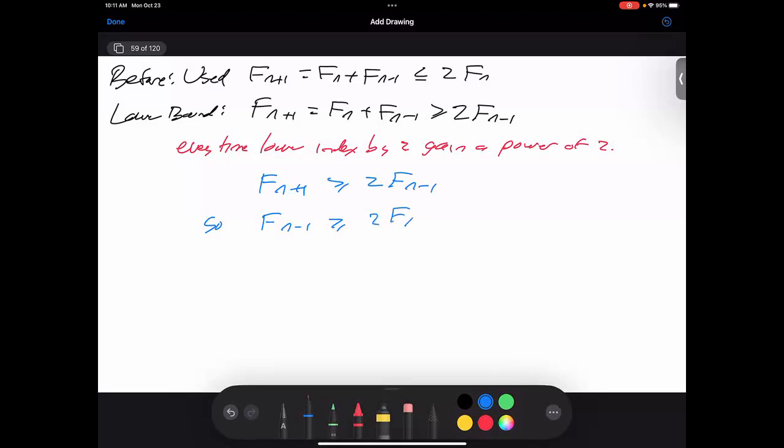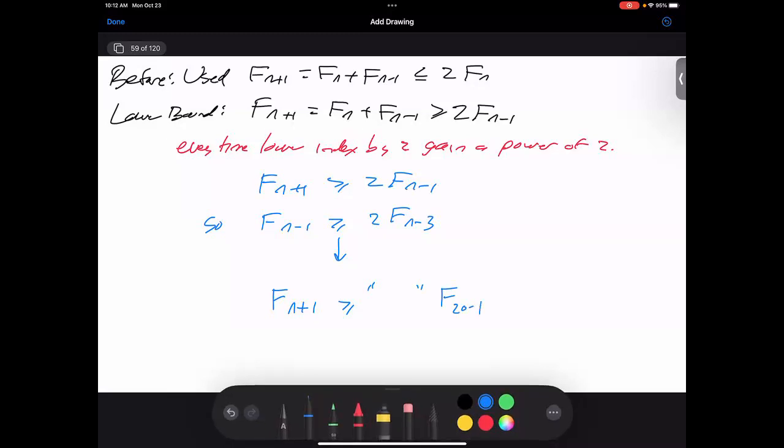2 f_{n-3}. And if we keep going on and on, we should get f_{n+1} is basically greater than or equal to... I think we've got to worry a little bit. Do we have an odd power? Do we have an even power? So it's going to be like f_2 or f_1 down here.